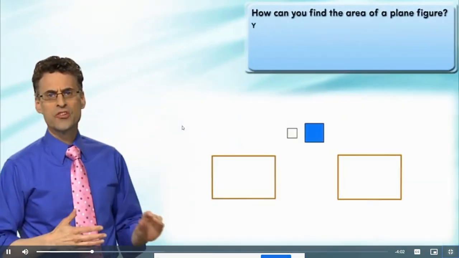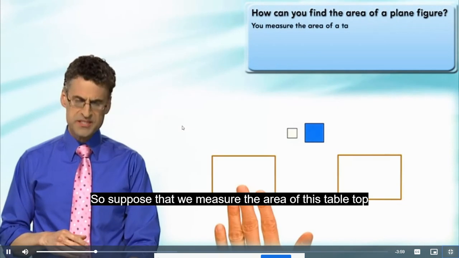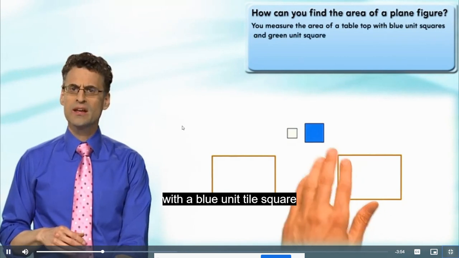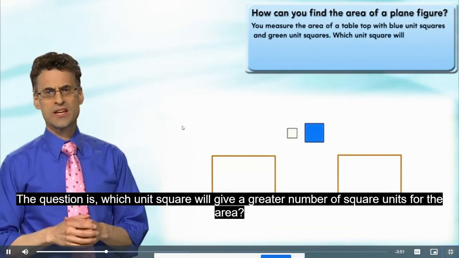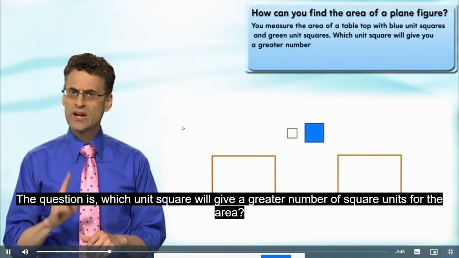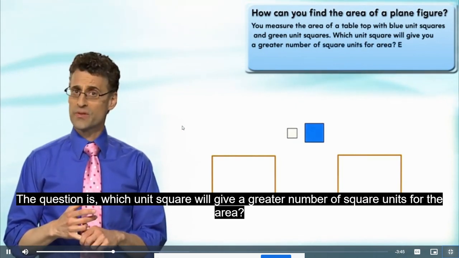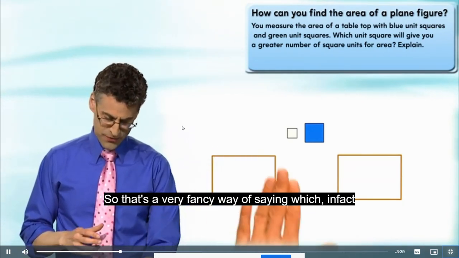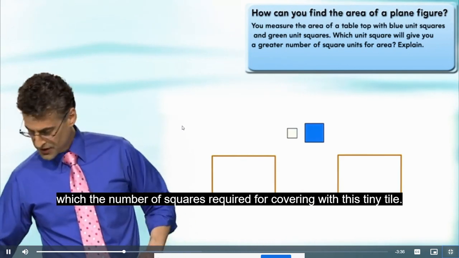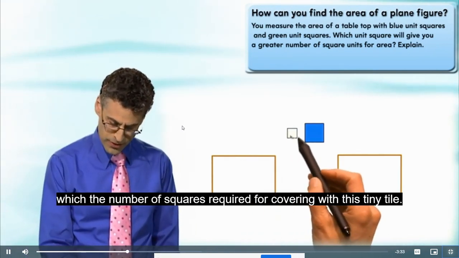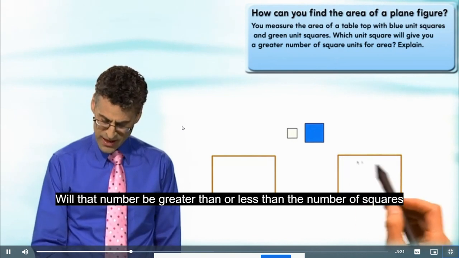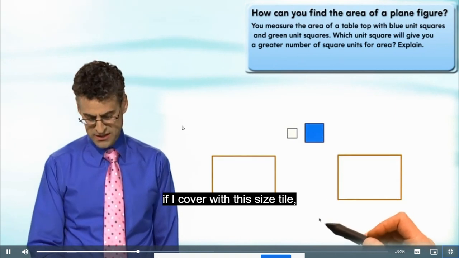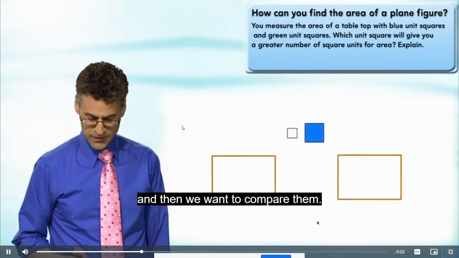So here's the question. Suppose that we measure the area of this tabletop with a blue unit tile square and green unit squares. The question is, which unit square will give a greater number of square units for the area? So that's a very fancy way of saying, will the number of squares required for covering with this tiny tile be greater than or less than the number of squares if I cover with this size tile? This tile uses unit square. And then we want to compare them. So let's just try and see.